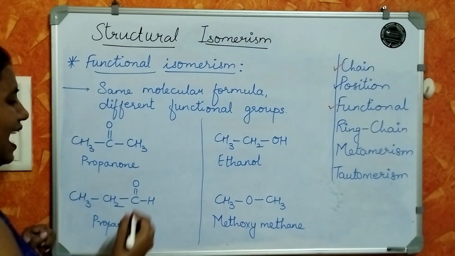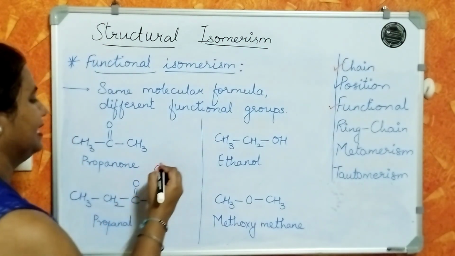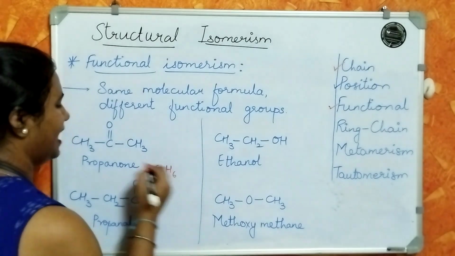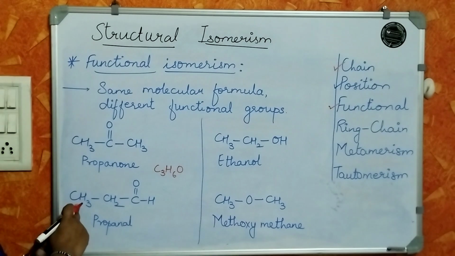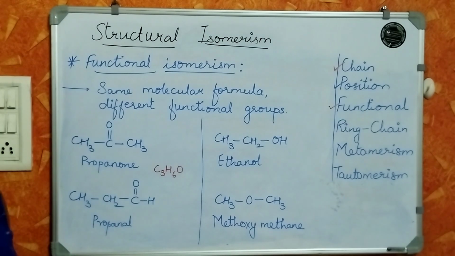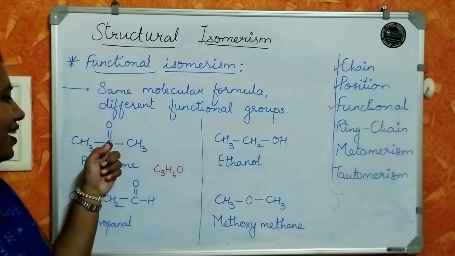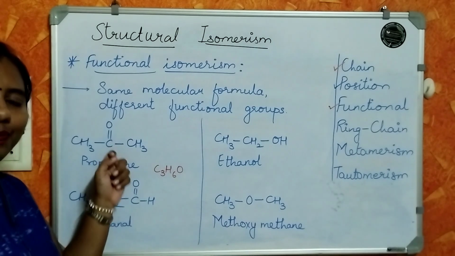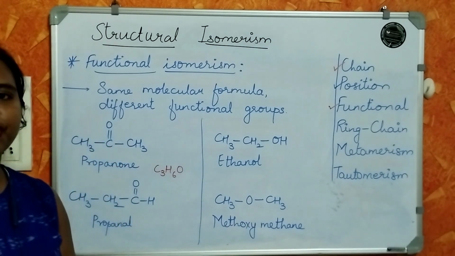Both the structures have C3, that means they have 3 carbon atoms. There is a total of 6 hydrogens and there is only 1 oxygen. This is the same case for this structure also. So we have 3 carbon atoms, 6 hydrogens and 1 oxygen. That means both of these structures have the same molecular formula, but one of them has a ketone group and the other one has an aldehyde group. So therefore they are functional isomers of each other.